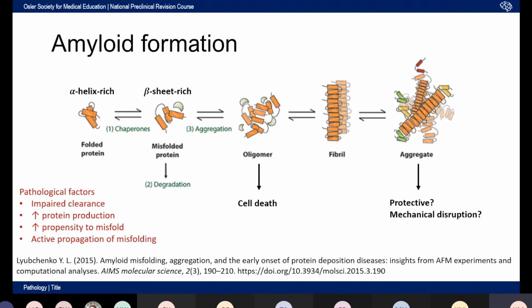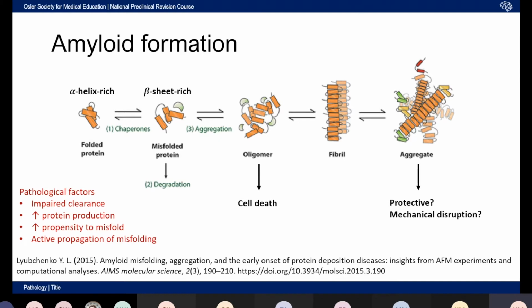These misfolded monomers then form misfolded oligomers, and the oligomers are the key mediators of cellular toxicity. The oligomers can also form fibrils later down the line as they continue to get longer. But it's important to note that the significance of the fibrils is disputed. In part, they may be protective because it's a mechanism to remove the toxic oligomers, but they could possibly cause physical mechanical disruption to the extracellular matrix.